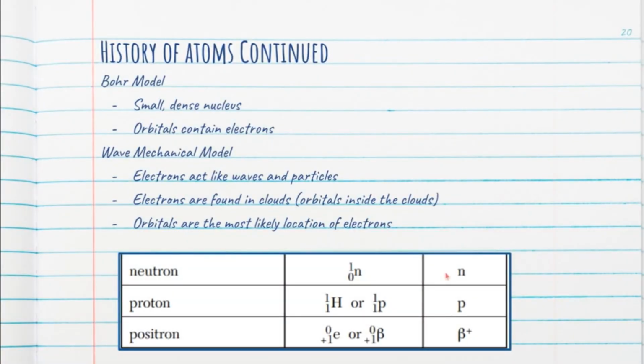Bohr modeled that the nucleus was small and dense and that orbitals around the nucleus contain electrons. The current model, the wave-mechanical model, shows that electrons act like waves and particles. Electrons are found in clouds, and orbitals are inside the clouds, and orbitals are the most likely location of electrons. And here's a chart showing the mass and charge of a neutron, proton, and positron.